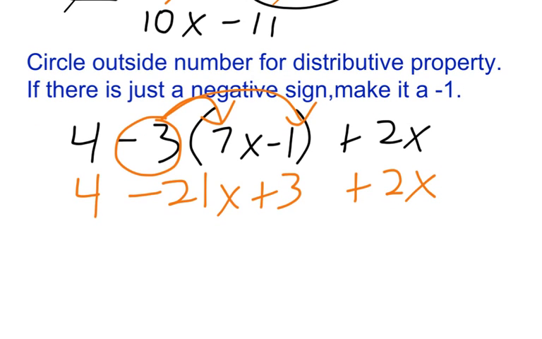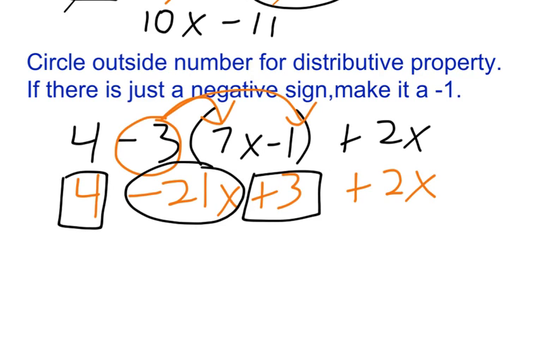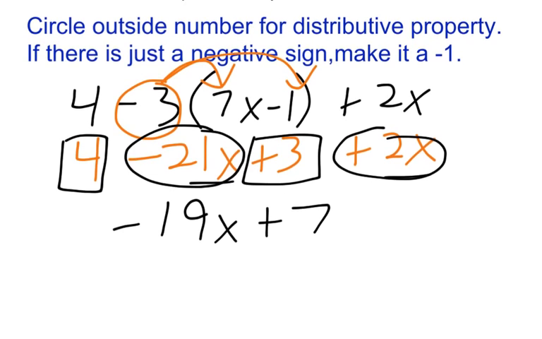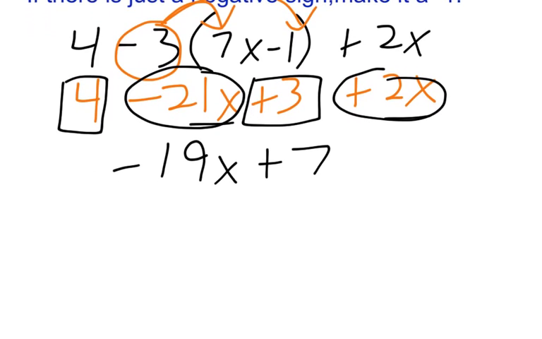And now we just combine them. So 4 combines with the plus 3, and negative 21x combines with the plus 2x. And I'm going to do my x's first, because I should always write the x's and then the number after that, the constant. So negative 21x plus 2x is negative 19x, and 4 plus 3 is positive 7, and that's my final answer.